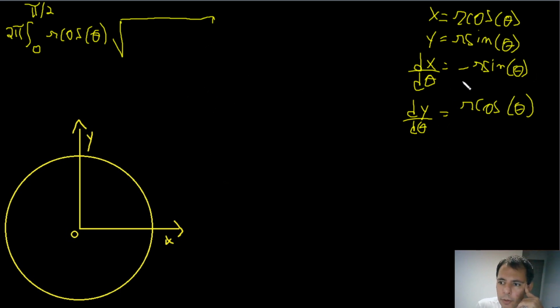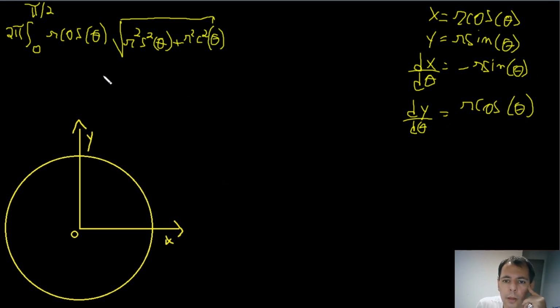So it's going to be the square root of this squared, which is going to be r squared sine squared of theta, plus, yeah, that was dx/d theta squared. And the next one is going to be dy/d theta squared, which is just going to be r squared cosine squared of theta.